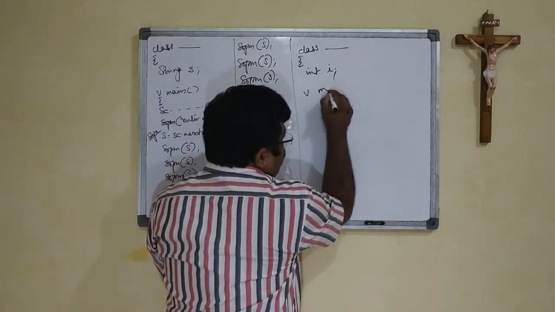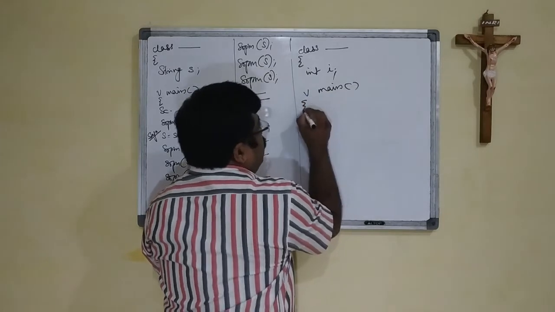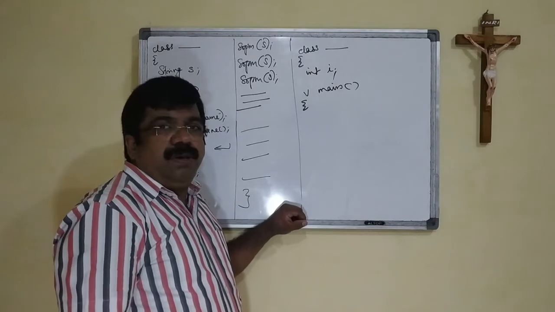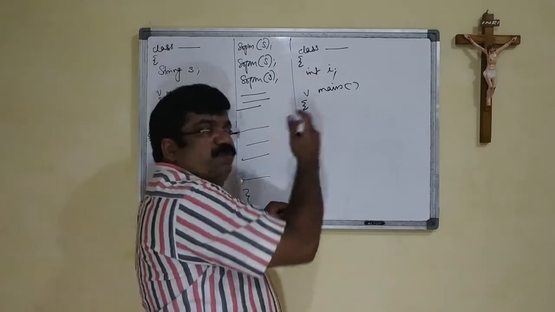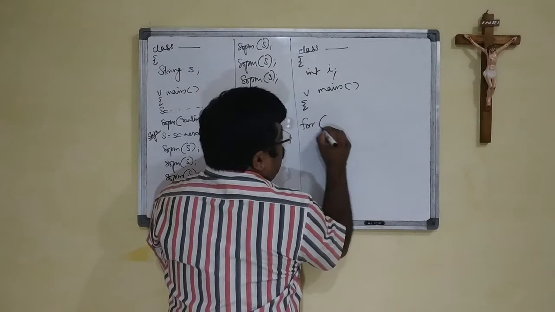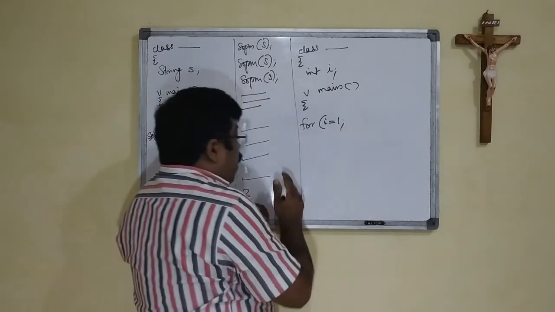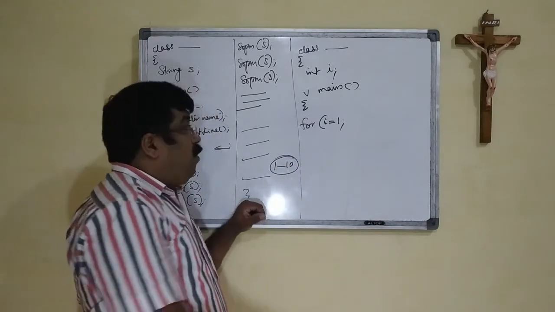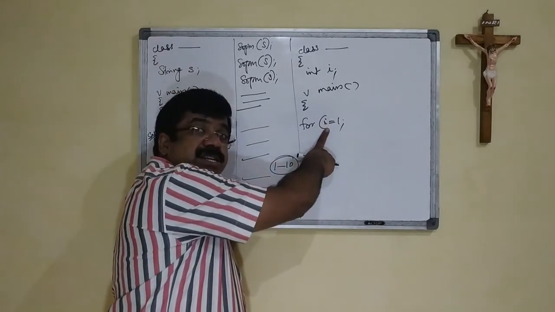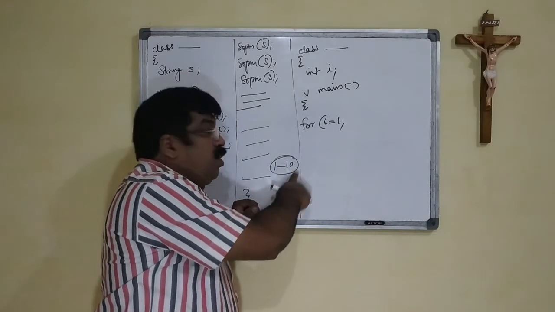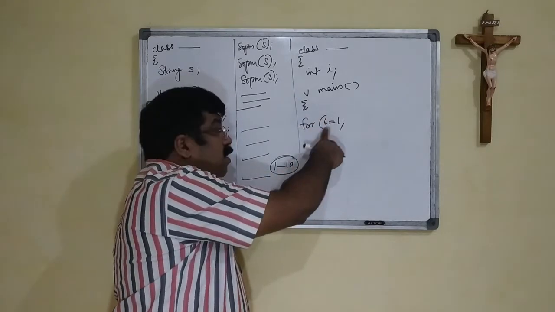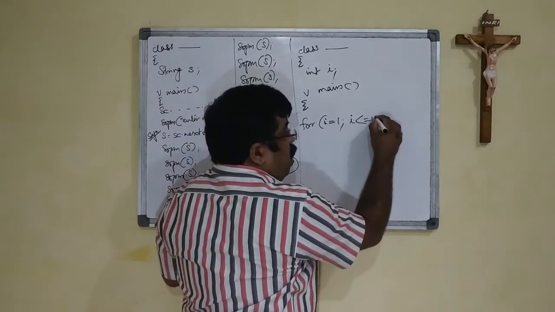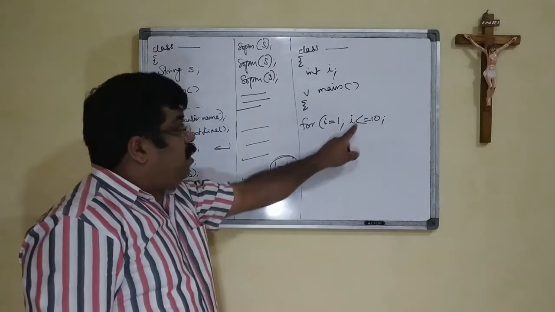Then we have void main. Within that I am going to write the for loop statement. For I equal to 1. Why? Because I have to print from 1 to 10, no? So from where should I start? From 1. Up to where should I go? Up to 10. That is the condition.